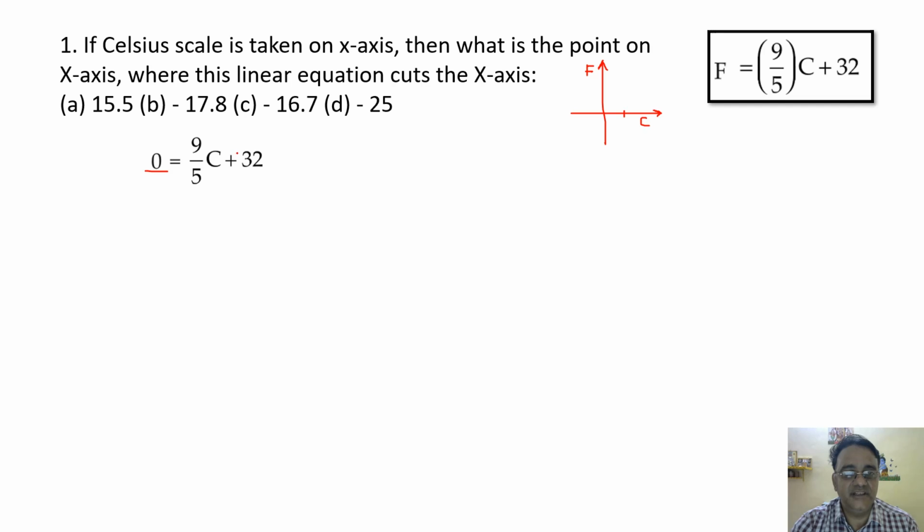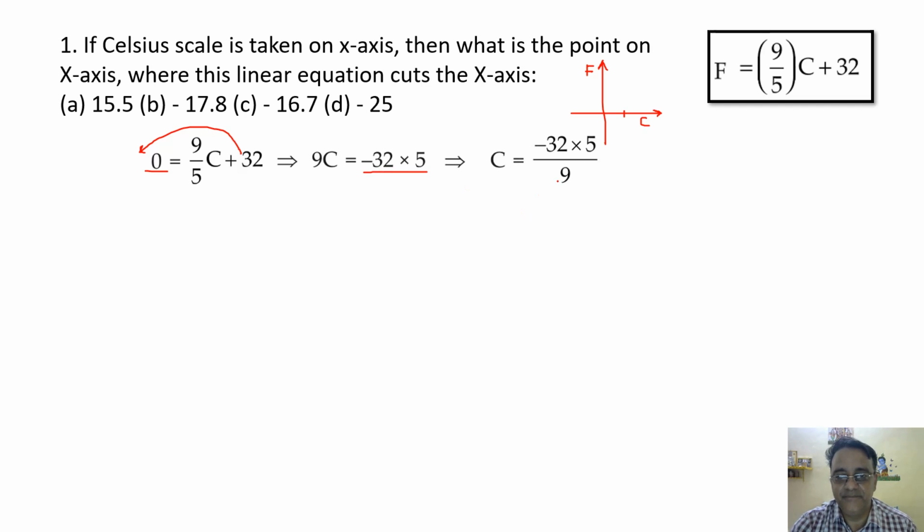Now shift 32 to this side. It will become -32. फिर क्रॉस मल्टीप्लाई करेंगे तो into 5 हो जाएगा. This step is clear? Yes. Right. And C is equals to -32 into 5 upon 9. And if you calculate, you will get approximately C is equals to -17.8 degrees Celsius. And the correct option is option B. Right.